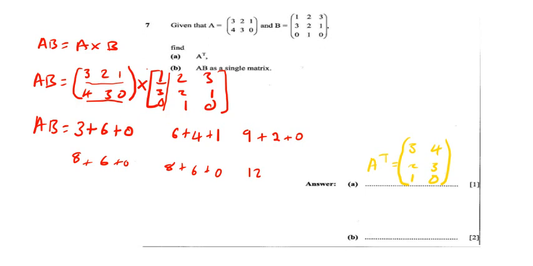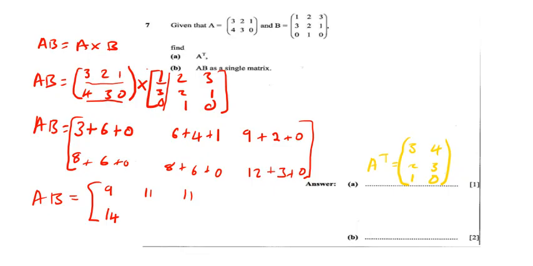3 multiplied by 1 will be just 3, and then 0 multiplied by 0 will be plus 0. Now at that point you just add. So you say AB is equal to, open bracket, 3 plus 6 plus 0 is just 9, 6 plus 4 plus 1 is just 11, 9 plus 2 plus 0 is just 11, 8 plus 6 plus 0 is just, this is 14, right?